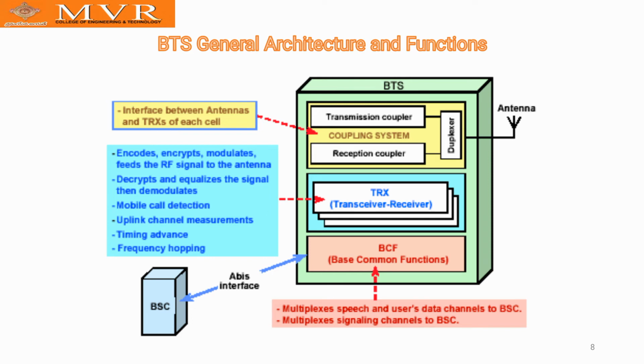And BCF is nothing but base common functions. In this BCF, there is a multiplexer for speech and user data channels to the BSC, and a multiplexer for signaling channels to the BSC. The BCF and BSC communicate by using the Abis interface, and these are all implemented by using combining systems. These combining systems are the interface between the antennas and the transceiver receiver of each cell. So this is about the architecture of the BTS in general.